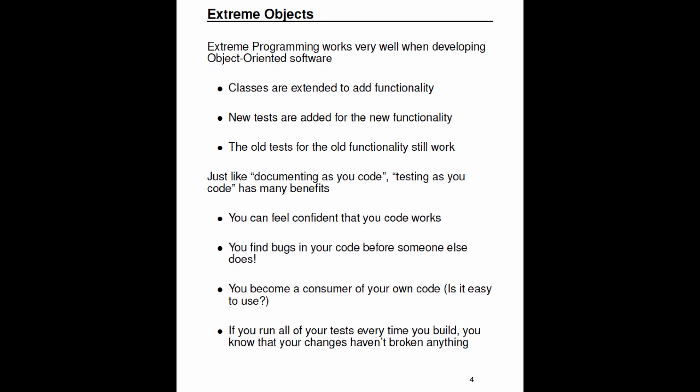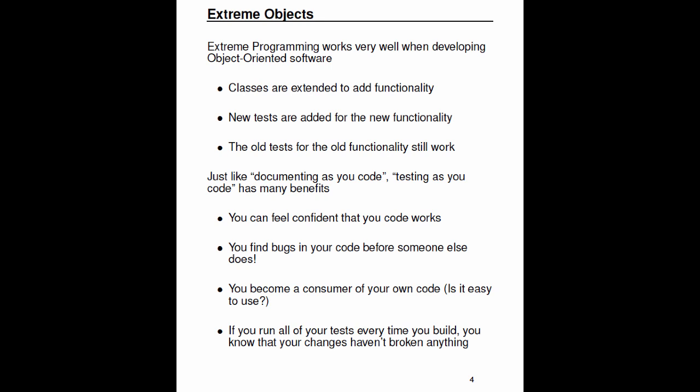So these principles of extreme programming work really well when developing object-oriented software. Thinking about it, classes are extended to add more functionality. This is how you gradually build up things. You can use inheritance. And as you add new functionality, you want to add new tests. But you've got your old tests lying around that make sure that the old functionality still works.